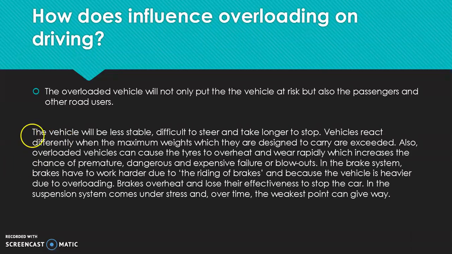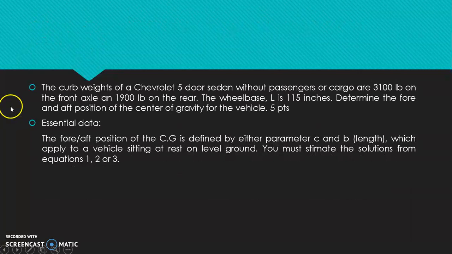Then in the brake system, brakes have to work harder due to the rating of brakes, and because the vehicle is heavier due to overloading, brakes overheat and lose their effectiveness to stop the car. In the suspension system comes under stress, and over time the weakest point can give way. And then question number 3 is a problem.